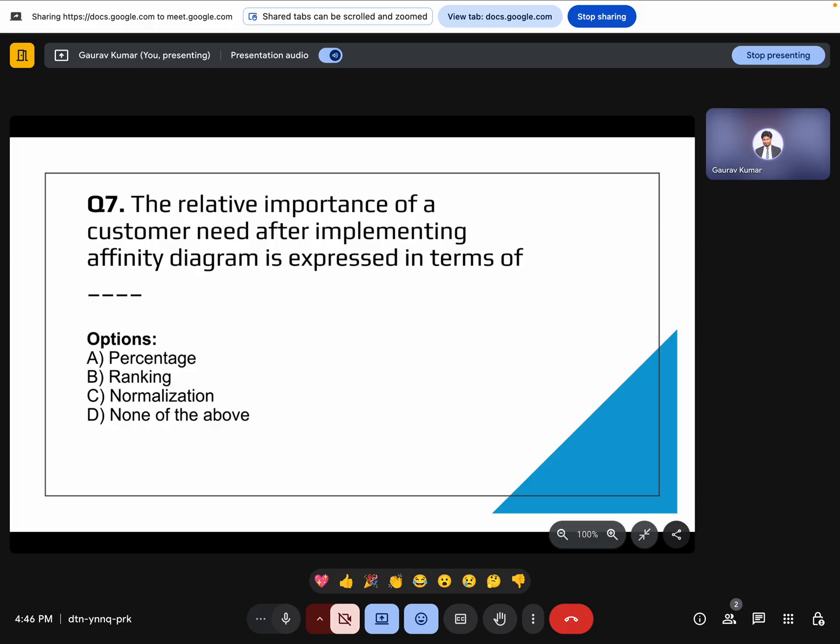So needs are ordered based on frequency, severity, feasibility, and risk. For instance, safe braking in a wheelchair may rank higher than a cup holder attachment. Even though both are valid needs, the other options are not correct because percentage and normalization are not standard methods here. Saying none of the above is incorrect because ranking is indeed the accepted way to express importance, right?